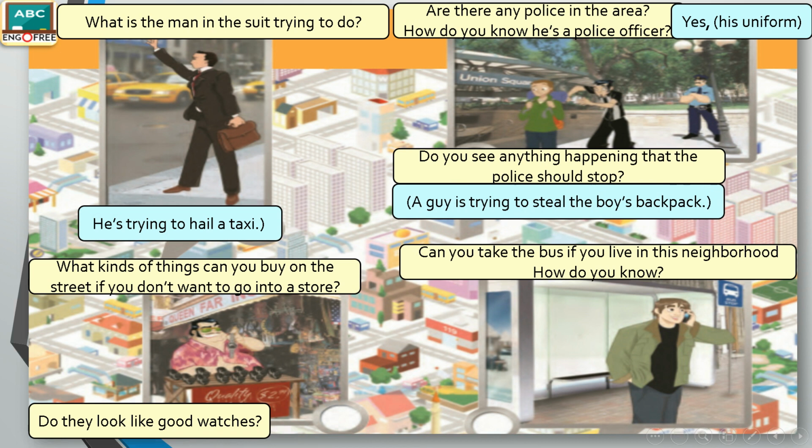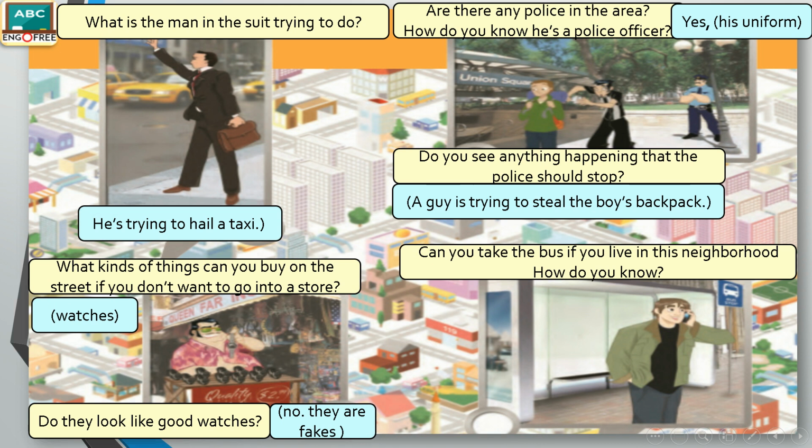Go to picture 7. Look at the picture. What kinds of things can you buy on the street if you don't want to go into a store? We can buy some watches. Let's go to the question. Do they look like good watches? No, maybe they are fakes.